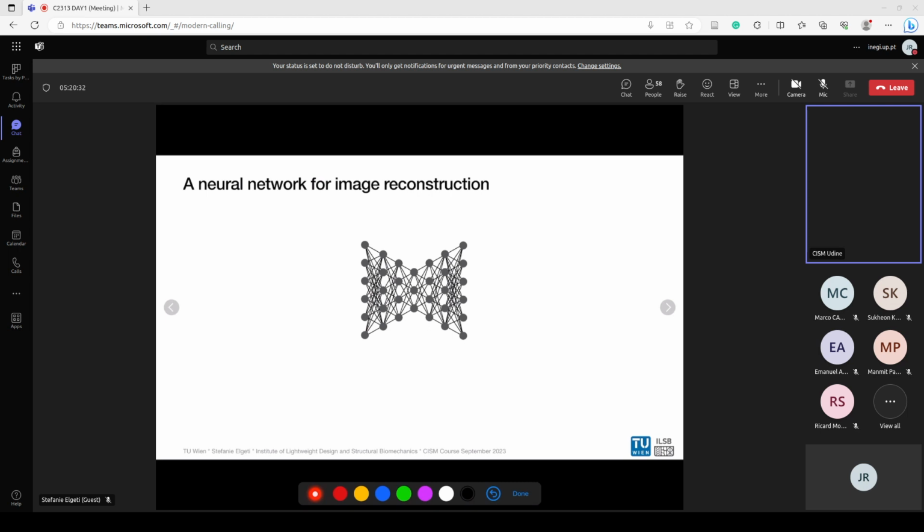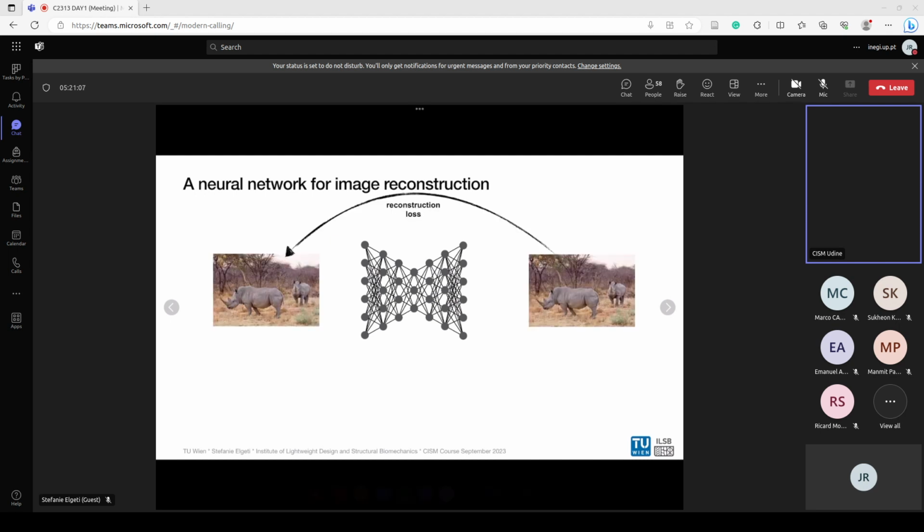Okay, so we start with a neural network that is used for image reconstruction, and this is the so-called autoencoder. It is a standard neural network, just like we saw before. However, it has a specific structure. So here we have the input nodes, we have the output nodes, and here we have the hidden layers. And you see that it has a shape like a tilted hourglass. So here in the middle, the hidden layer is much narrower than in other places.